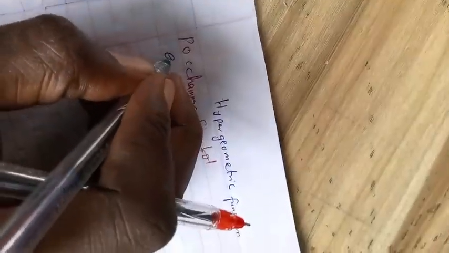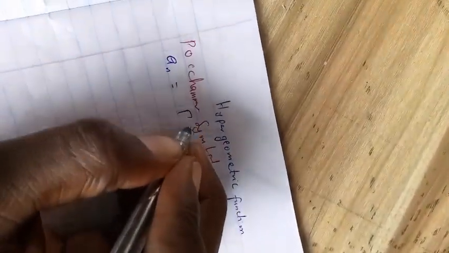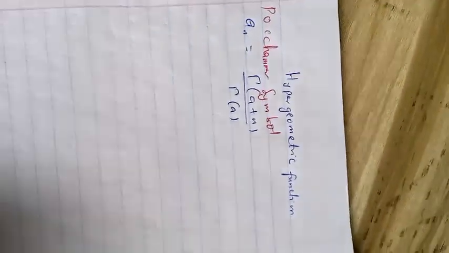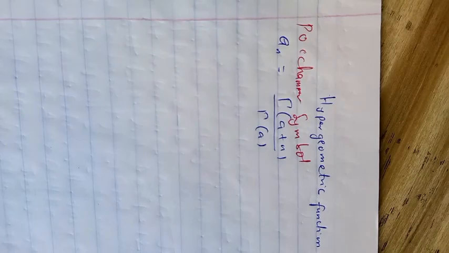So if you have a subscript of n, a subscript of n is equal to gamma of a plus n over gamma of a. So that is the Pochhammer symbol. Take note of that. Okay, now let me look into the hypergeometric series.